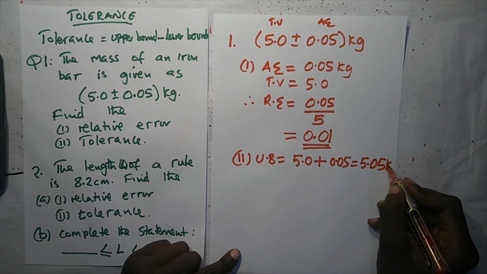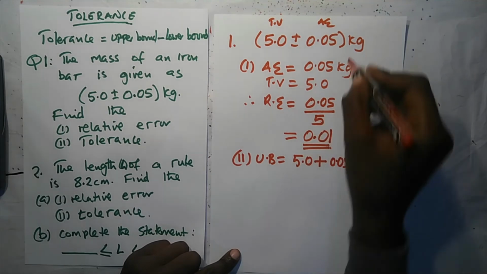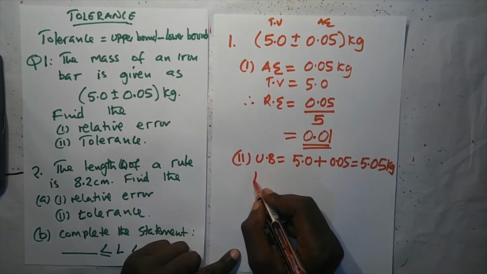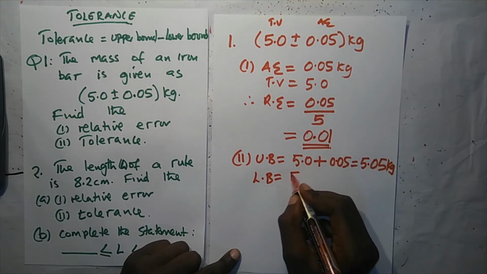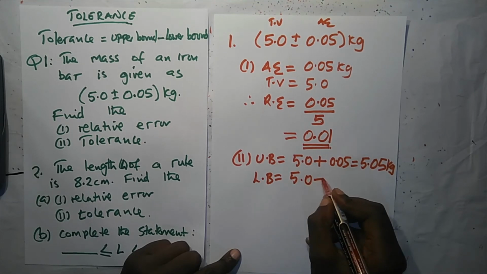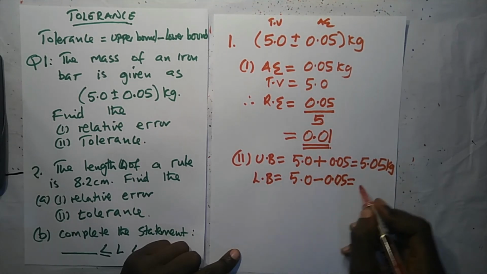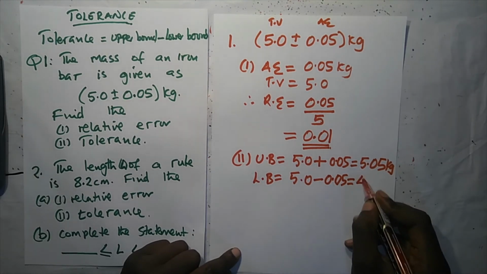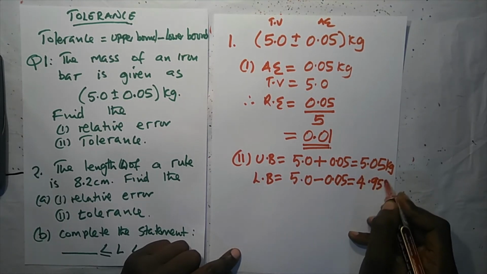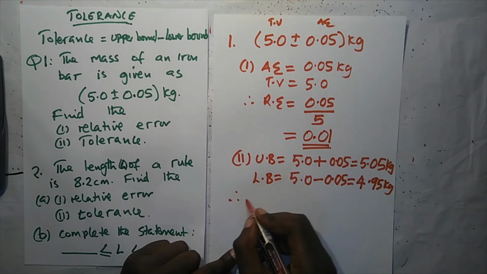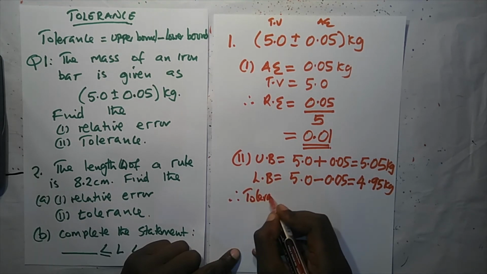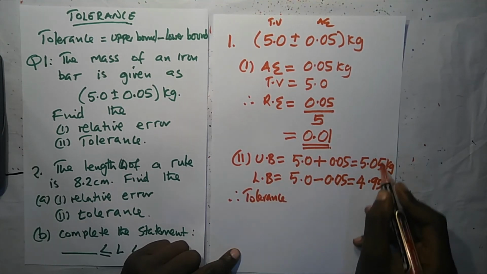This is in kgs, because the units here are kgs. And then the lower bound is 5.0 minus 0.05. So when you subtract these two, you are going to get 4.95 kgs, and therefore the tolerance is found by subtracting these two.